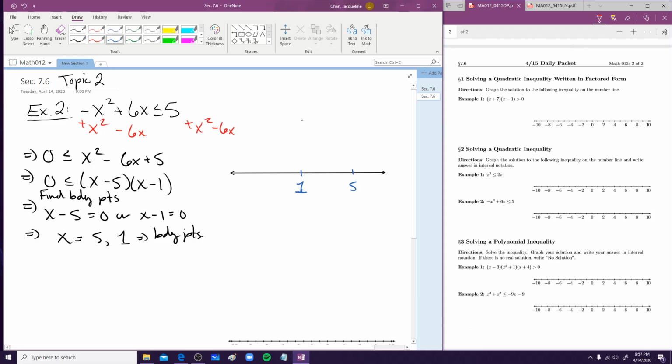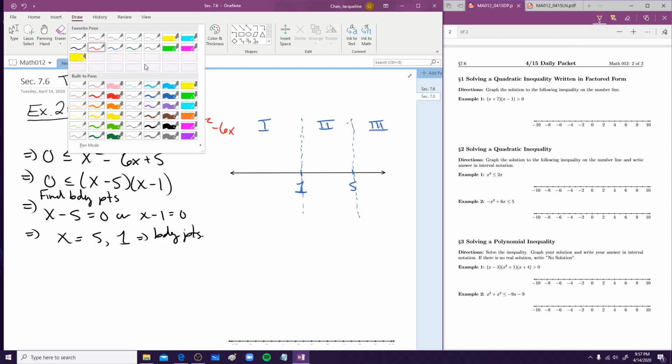So what are we going to do with these numbers? We're going to make intervals. We're going to separate these into 3 intervals. So this is interval 1, this is interval 2, and this is interval 3. Okay. So the first couple times I did this, I just picked all the test points first and then solved. This one, I'm going to focus on one interval at a time, so maybe it'll give you an idea of what you like better.